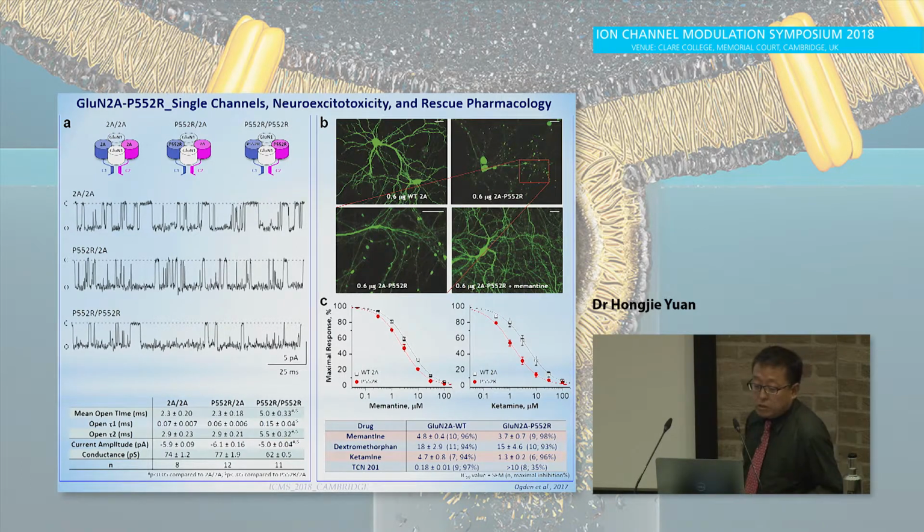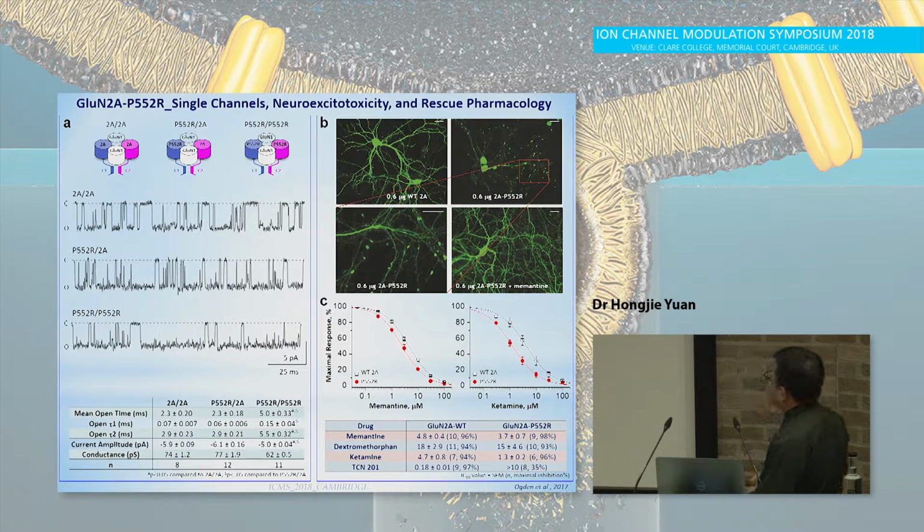The increased charge transfer by this P552R mutant raises the possibility that this mutant may be neurotoxic. We therefore, collaborating with Dr. Isman's lab at Pittsburgh University, performed the neurotoxicity experiment on cultured cortical neurons.